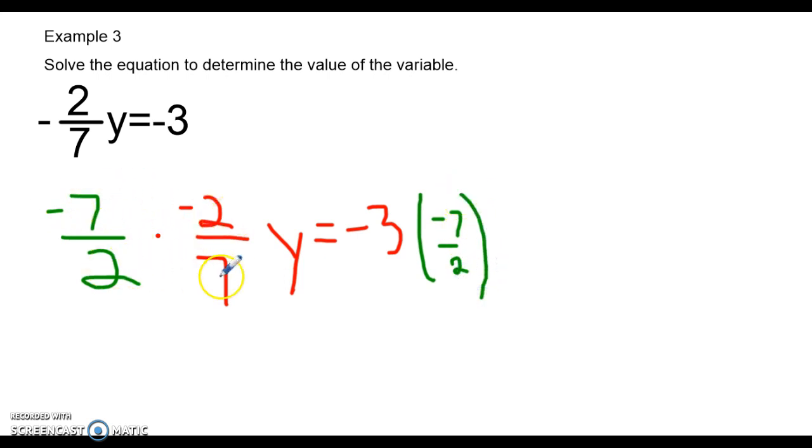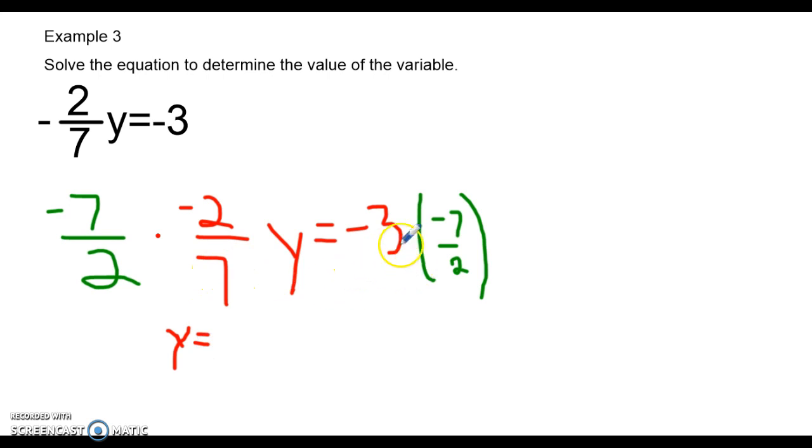Over here, these are going to cancel out. Negative times negative is positive, and all this is going to equal 1 times y, positive 1 times y, which is just simply 1y over y. So we've isolated the variable here. That's exactly what we want. It's not a good looking y, but you guys get the point.